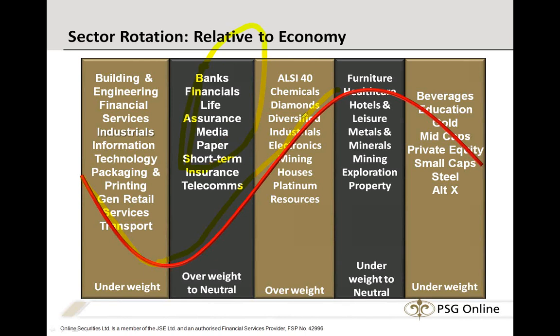As the economy starts growing and growing faster, you should be more overweight, for example, the chemical sector and diversified industrials, etc. At the top of the market, obviously hotels and leisure and that kind of stuff. And so it will go down again. You should be less exposed as the economy starts slowing down to beverages and education and those kinds of things. So it's a useful slide to position yourself, going from the general to the specific, down to specific sectors now.